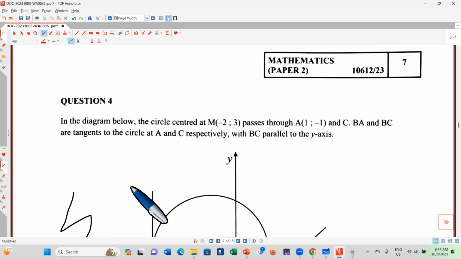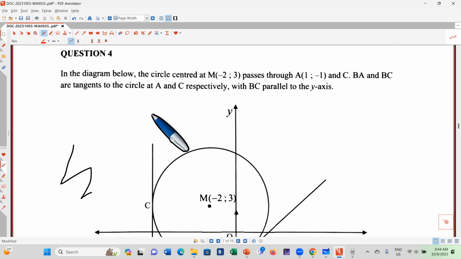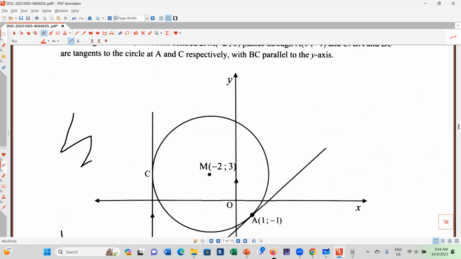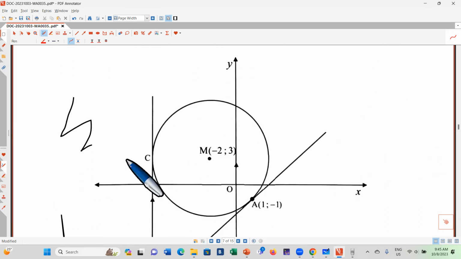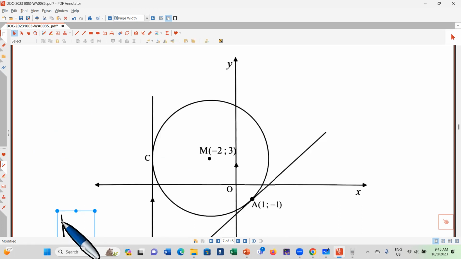Right. Next question. 2023 Gauteng is a circle like this. In the diagram below the circle centered at M with coordinates of minus 2 and 3, this circle passes through the point A with coordinates 1 and minus 1 and C. This circle passes through A, but also it passes through C there. Okay, so we're good. Let me just remove this, and this as well.